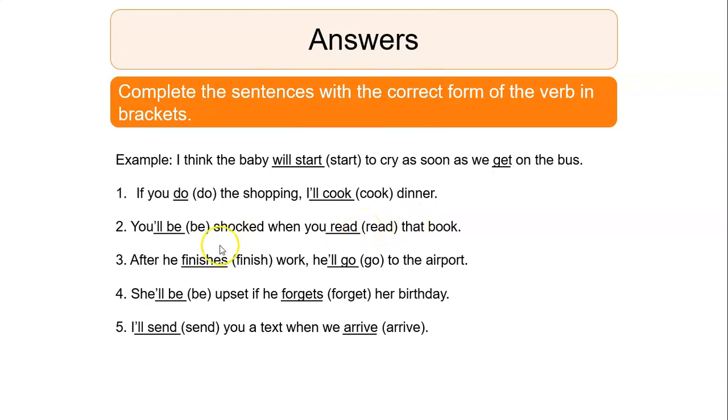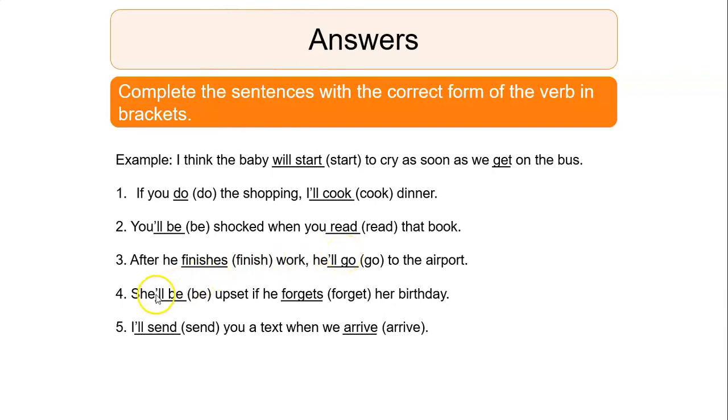Number three, after introduces the future time clause, present simple, after he finishes work. Remember the es for the third person singular, he finishes work, comma, right? He'll go to the airport, all right? So that means first he'll finish work and then he'll go to the airport.